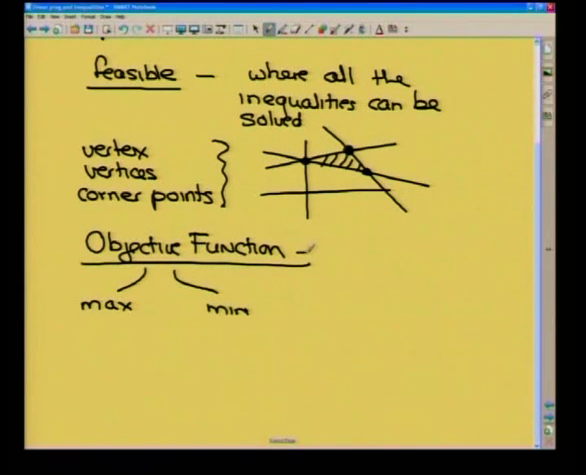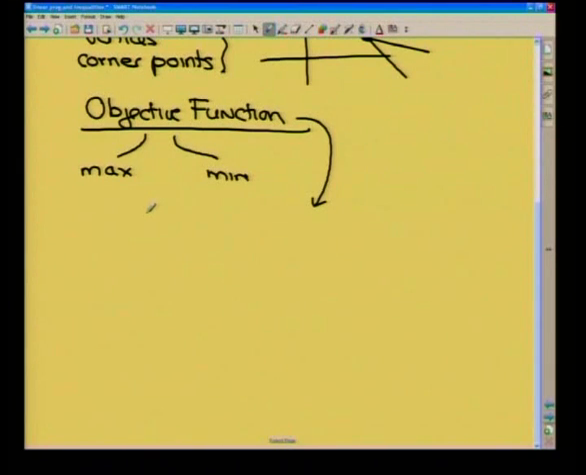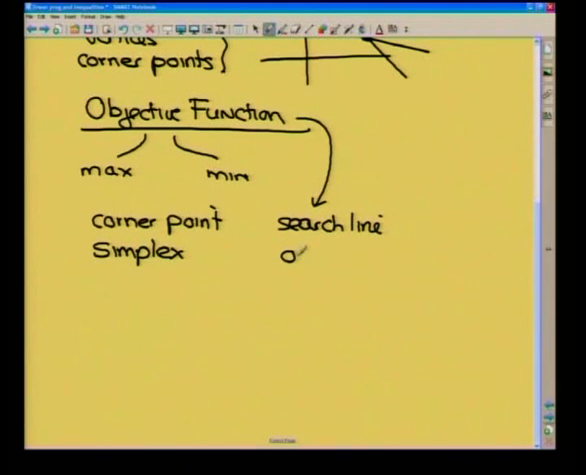And in dealing with this, we are going to deal with 3 different ways of doing it. We're going to talk about using the corner point method, or another name for it is the simplex method. We're going to talk about a search line and optimizing. And lastly, we're going to talk about comparing gradients.